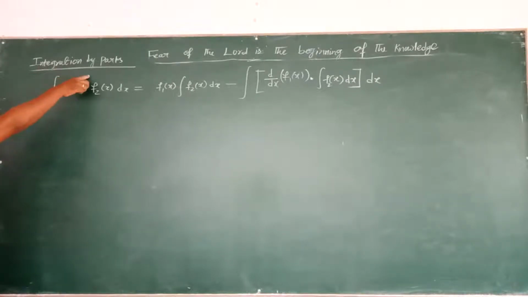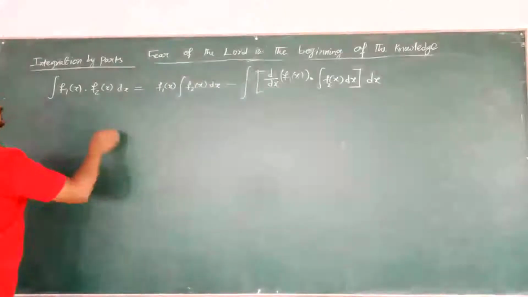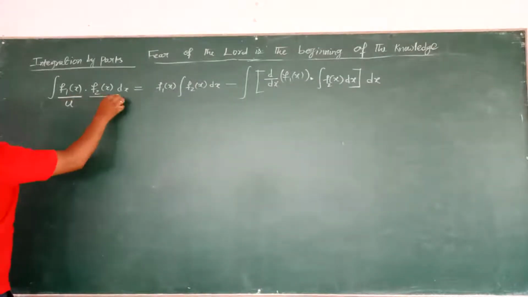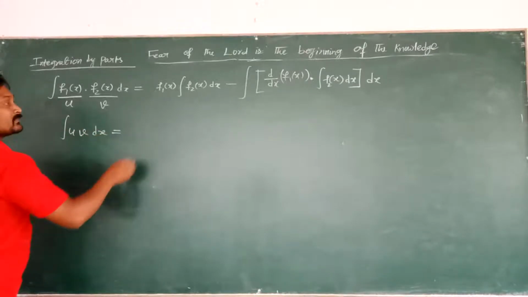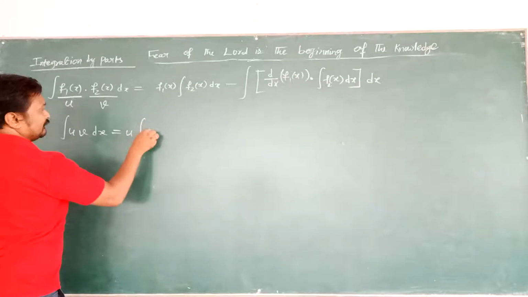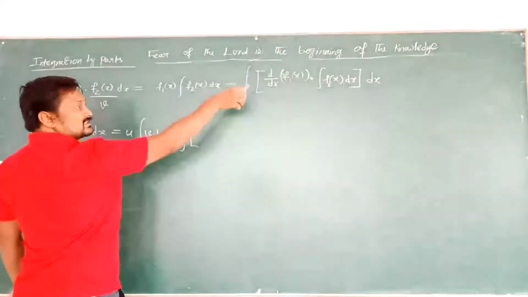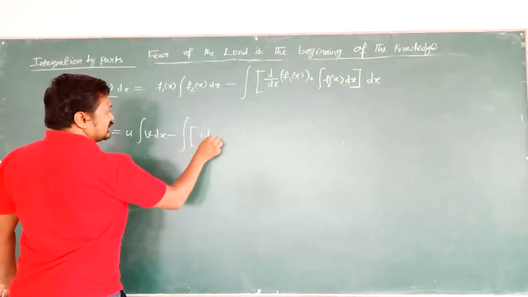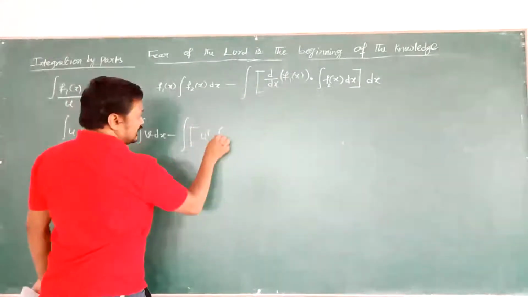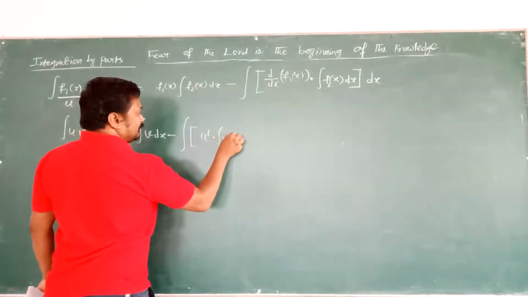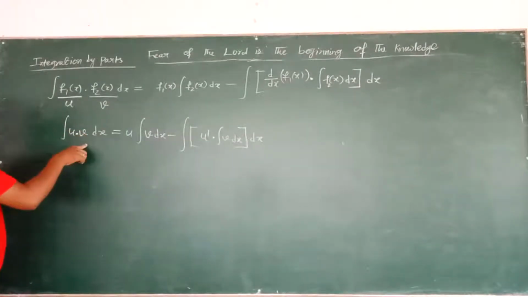So integration by parts means two functions are given. How will we divide them into parts and then get the result? So I take f1(x) as u and f2(x) as v. Then the integration of uv dx is equal to u times the integral of v dx, minus the integral of, in brackets, u dash, that is d by dx of u, times the integral of v dx, whole dx. This is your uv formula for integration.